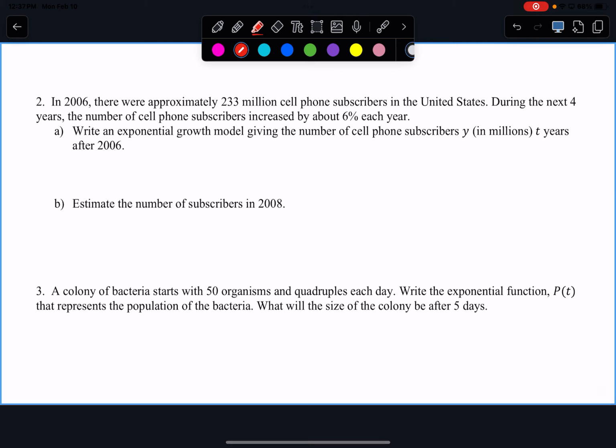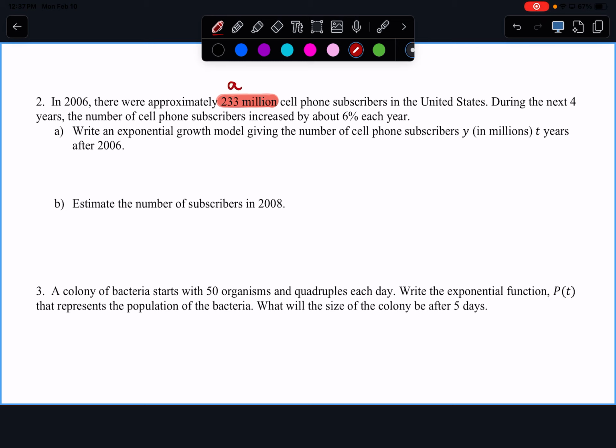So in this one, it says, in 2006, there were approximately 233 million cell phone subscribers in the U.S. During the next 4 years, the number of cell phone subscribers increased by 6% each year. Okay. So what is our A in this one? What's our initial value? Set up, Aiden. 233 million. Okay, that is our A.